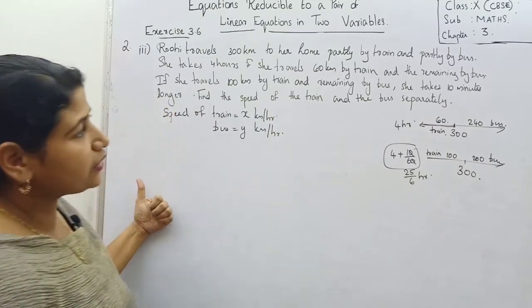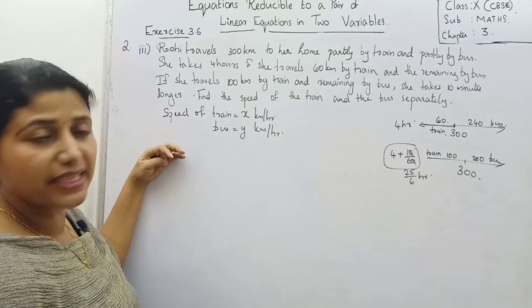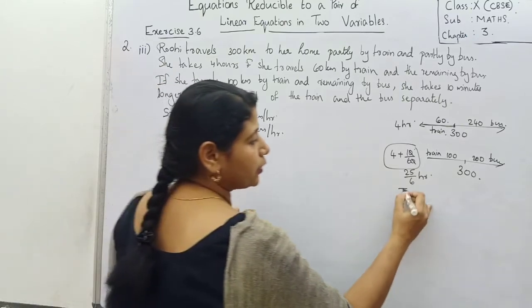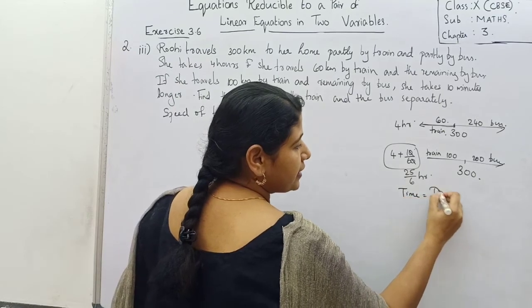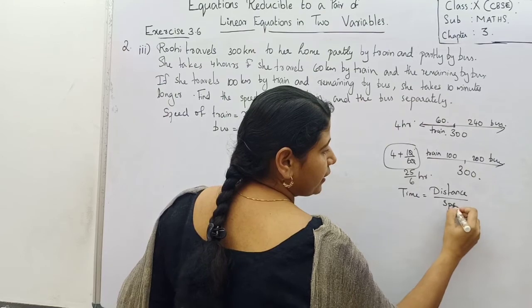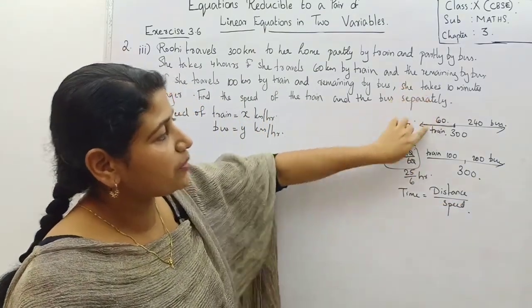Now we can make the equations. We know that the time taken can be found out by total distance by speed. Time equal to distance by speed. Okay. So in the first case, she travels 60 kilometers in train.